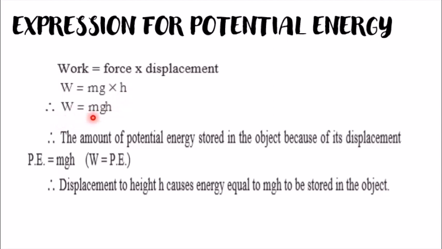So what we get is W is equal to mgh, that is mass into gravity into height. Now as work is also equal to potential energy, instead of work we can write PE, that is potential energy. So this is how we get potential energy is equal to mgh, that is mass into gravity into height. This is our formula for potential energy, that is PE is equal to mgh.